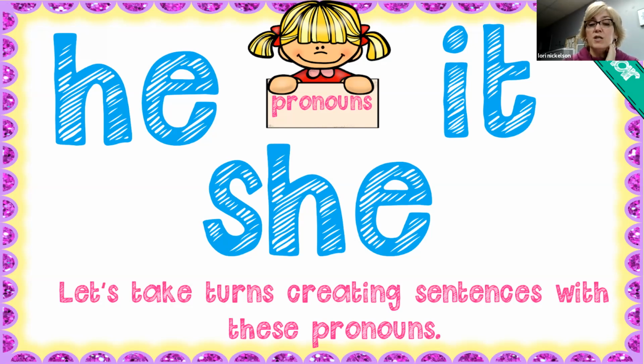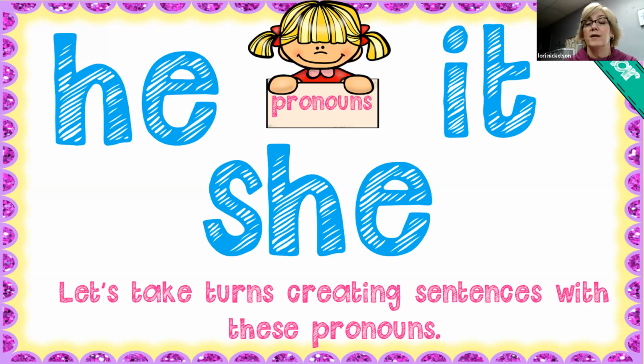Let's try the word she. Use she in a sentence on your whiteboard. Now remember, when you're writing sentences, you've got to have a capital at the front and a period or some type of punctuation at the end. So how did you use she in a sentence? I would probably say, she and I are going to the store. Okay, what would you say? Oh, I bet that's a great sentence to write.